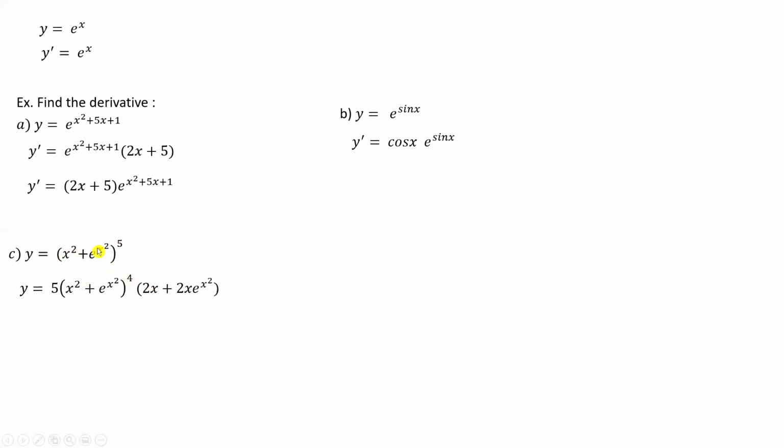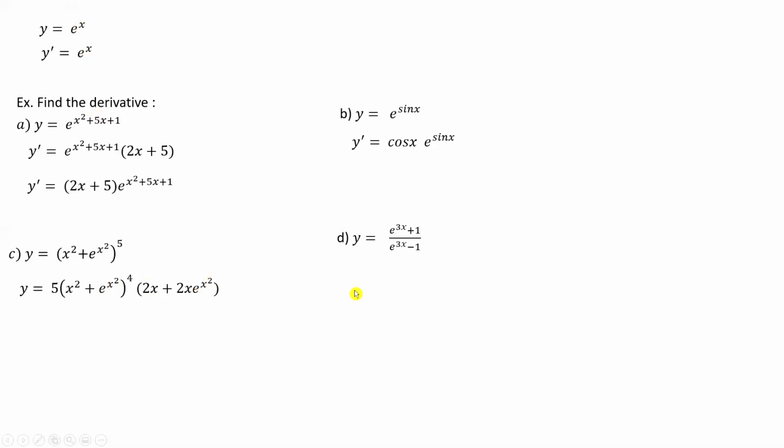Derivative of e to the x squared, that's our new rule. You write down what we started with, and then you multiply by the derivative of the exponent. The chain rule, bring the 5 down, leave the bracket alone, lower the power by 1, multiply by the derivative of what's inside. Derivative of x squared is 2x. E to the x squared is this new rule where you write down what you started with and multiply by the derivative of the exponent. So we write down what we started with, and the derivative of the exponent was 2x.